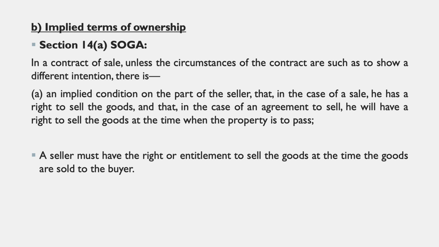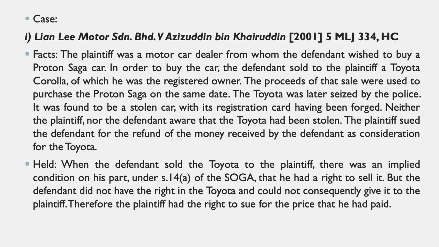Next is implied terms of ownership. Please refer to Section 14, Subsection A of the Act. According to this section, it is an implied condition that the seller must have the right to sell the goods at the time the goods are sold to the buyer. So, A enters into a contract of sale of a car with B. Here, there is an implied condition that B must have the ownership of the car. However, B, at the time of transferring the car, did not own it. The car belongs to C. In this situation, B has no right to sell the car to A. The case that illustrates this principle is the case of Lian Li Moto Sdn Bhd. Please read the facts.